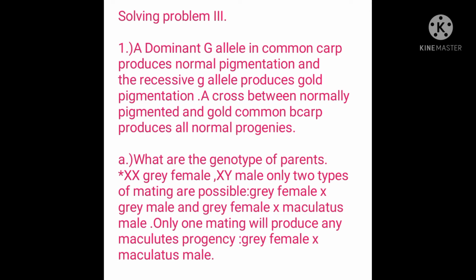Good morning. Today I will discuss the Module 3, Genetics Qualitative Phenotype. Solving Problem 3. Dominant G allele in common carp produces normal pigmentation and the recessive g allele produces gold pigmentation. A cross between normally pigmented and gold common carp produces all normal progenies. What are the genotypes of the parents?